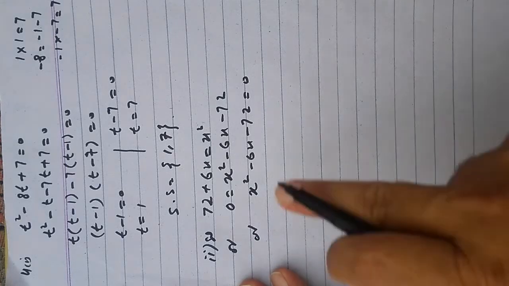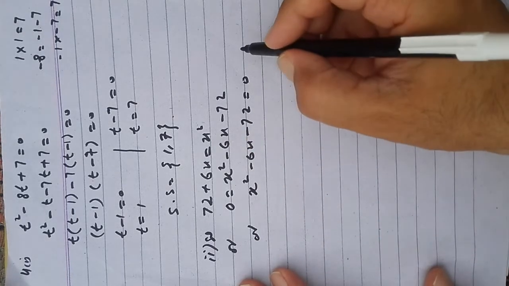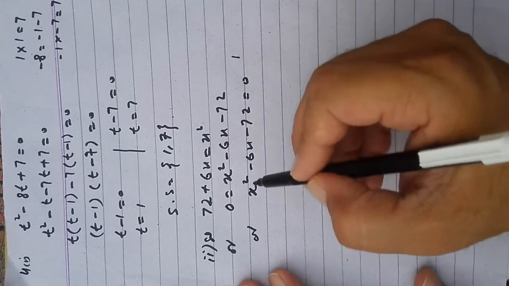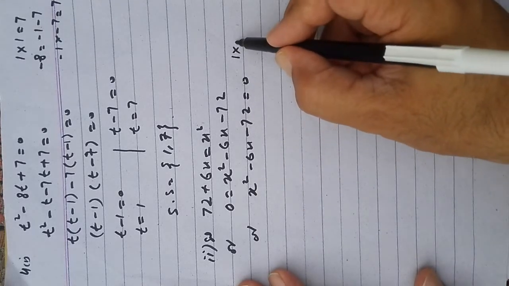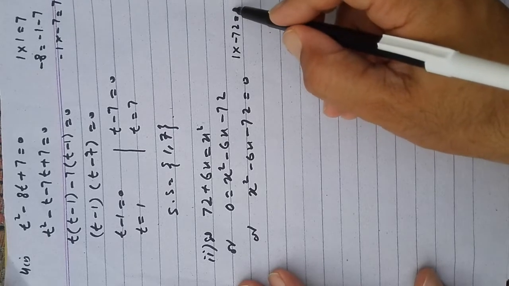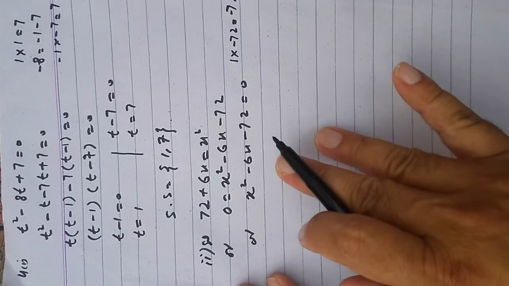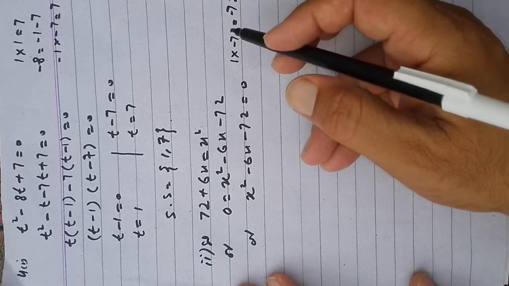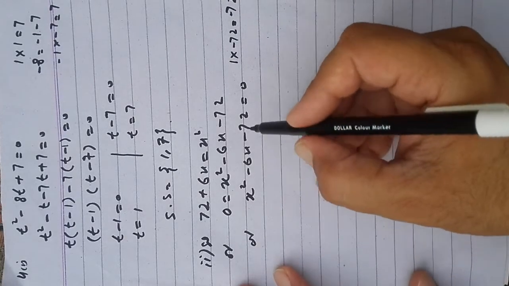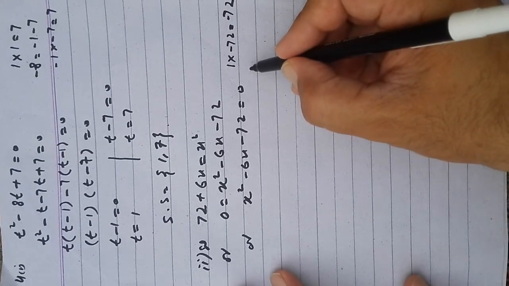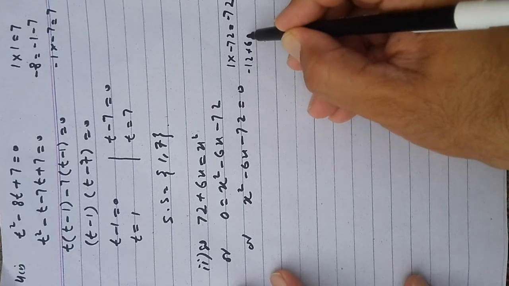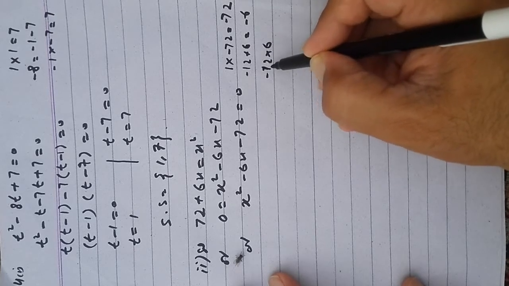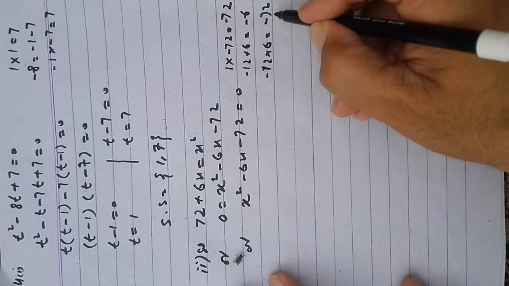Now look at here, 1 is the coefficient of x square, into minus 72, we get minus 72. Now split this minus 6 into such two terms that by multiplying which we get minus 72 and by adding which we get minus 6. So we can write minus 12 plus 6 we get minus 6, and minus 12 into 6 we get minus 72, which is this.